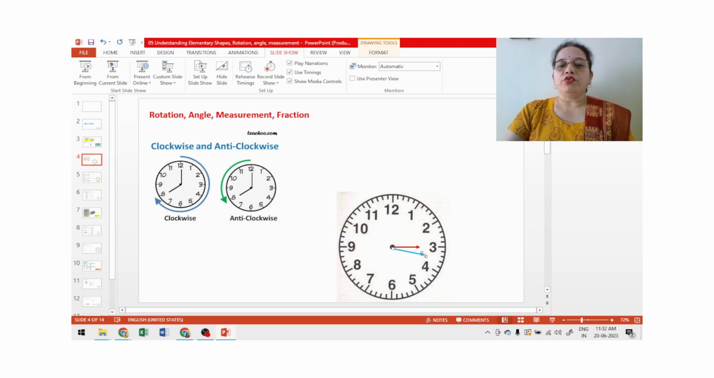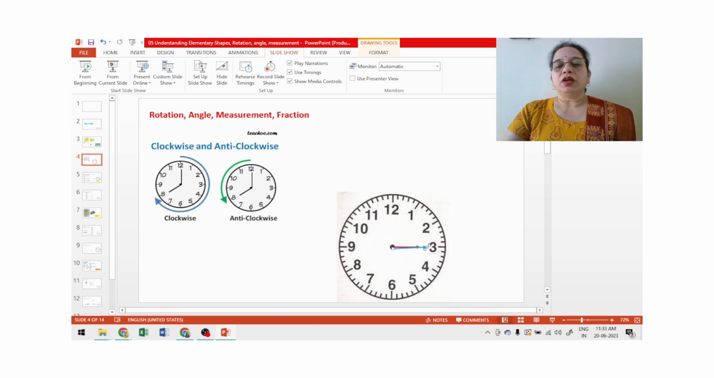Yeah. So if we rotate this, it is known as clockwise direction. If we move in this direction, this is known as anti-clockwise direction. Okay. So in the next slide we are going to use this concept.